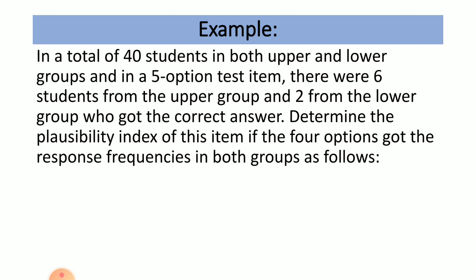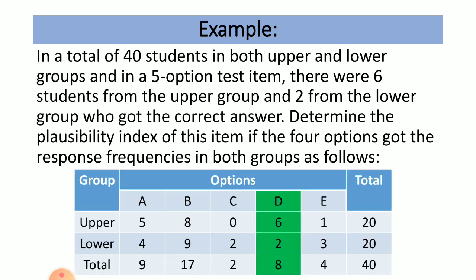For example, in a total of 40 students in both upper and lower groups and in a 5-option test item, there were 6 students from the upper group and 2 from the lower group who got the correct answer. Determine the plausibility index of this item if the 4 options got the response frequencies in both groups as follows. So this is a 5-option test. So we have from the upper group and the lower group.